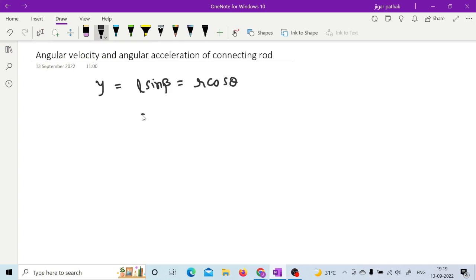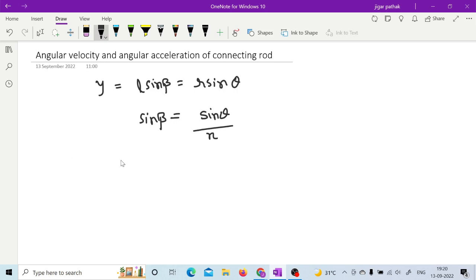Sorry, as we have seen from the geometry, y can be written as L sine beta or R sine theta. Right, so once you have this, then you can write sine beta is equal to sine theta by n. Why? Because n is equal to L by R. So sine beta can be written as sine theta by n.